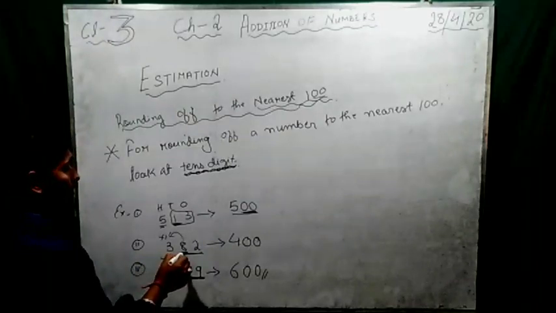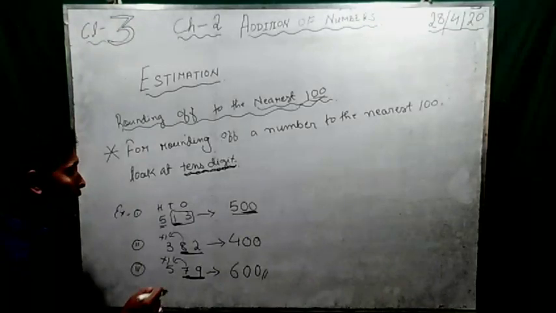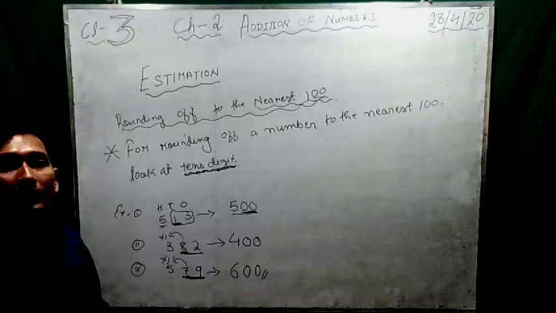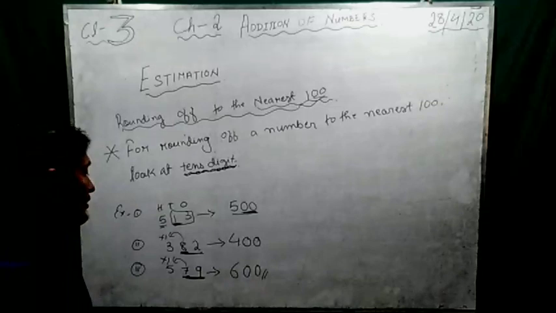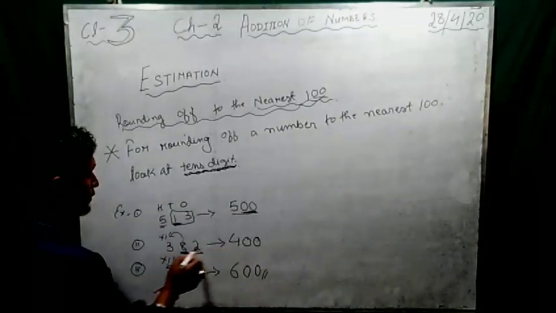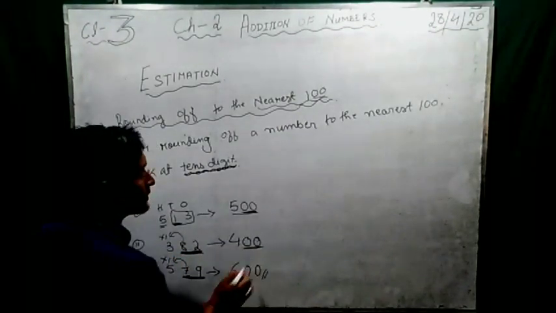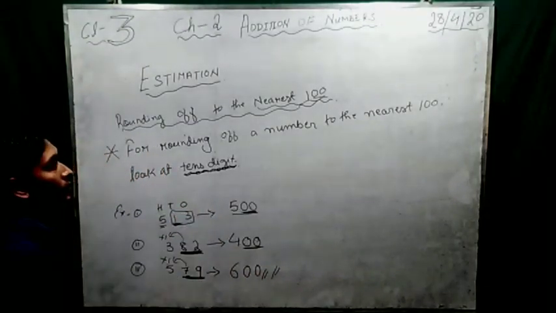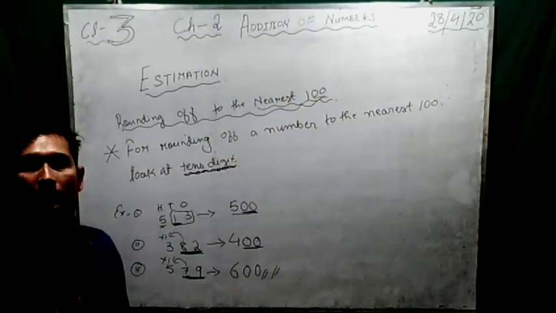And if the tens place number is more than 5 or equal to 5, then we have to add 1 in which place? In the 100 place number, or we can say increase the 100 place number by 1. So 3 plus 1 is 4 and the last two digits, the tens place and ones place, are replaced by 0. Clear? So this is the way of rounding off a number to the nearest 100.